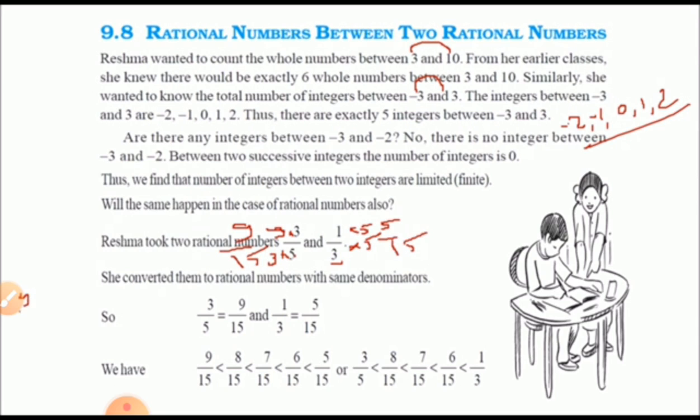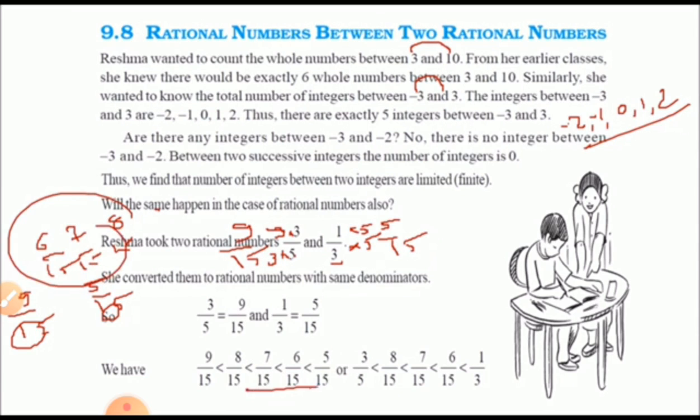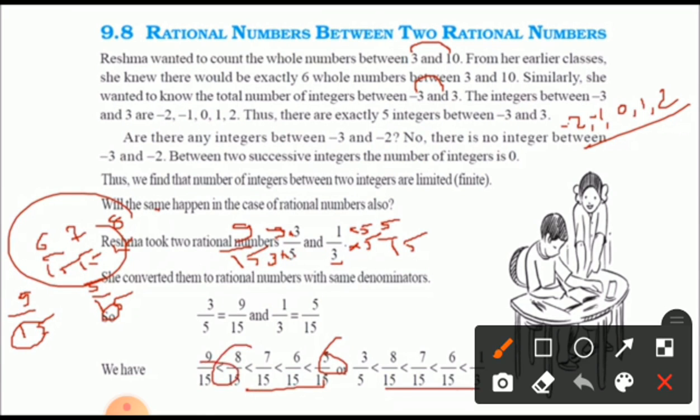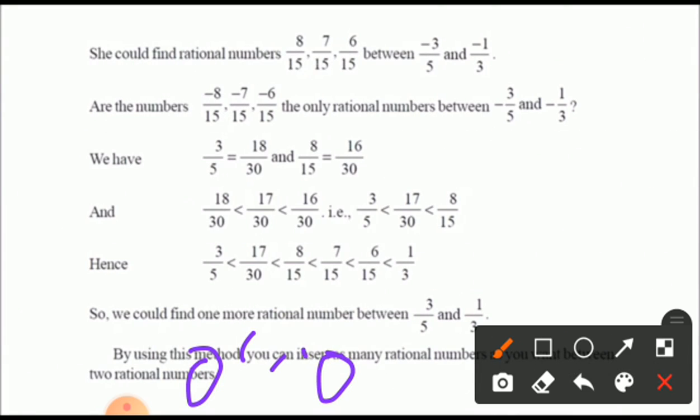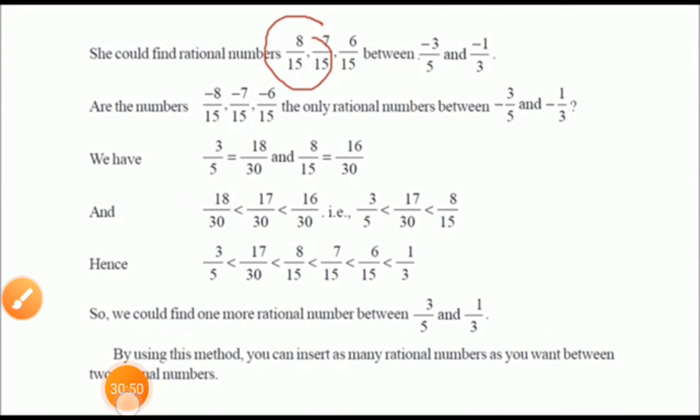How many are there? Yes, there are a number of written rational numbers. You wrote it in place of 5 upon 15, yes, and you can make other numbers also. Can we write here? Yes. My dear student, it is clearly written. It is possible to show it.